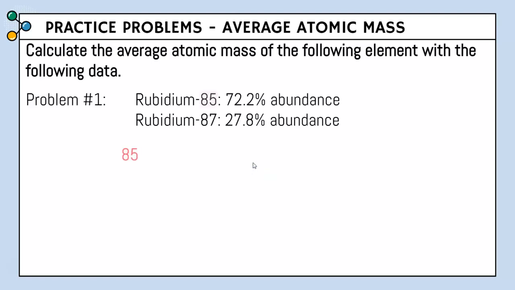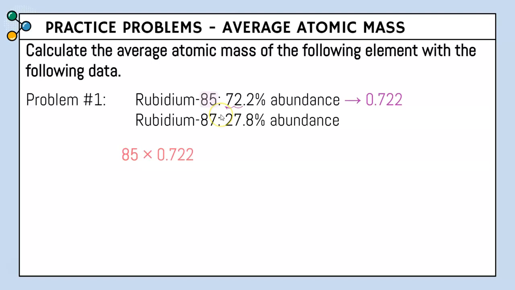Now we have to multiply that by the abundance percent in decimals. So we cannot use this percentage value. We have to convert it to a decimal. We can either take this number and divide by 100, or we could just move the decimal twice to the left. And as a result, we get 0.722. And then we take that number and multiply it by our mass.